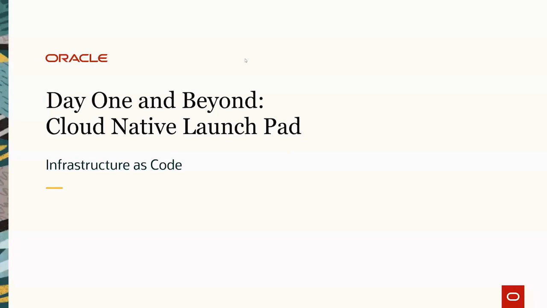Our topic today is Infrastructure as Code, IAC, which is the managing and provisioning of infrastructure through code instead of manual processes. So with IAC, configuration files are created that contain your infrastructure specifications, which makes it easier to edit and distribute configurations.